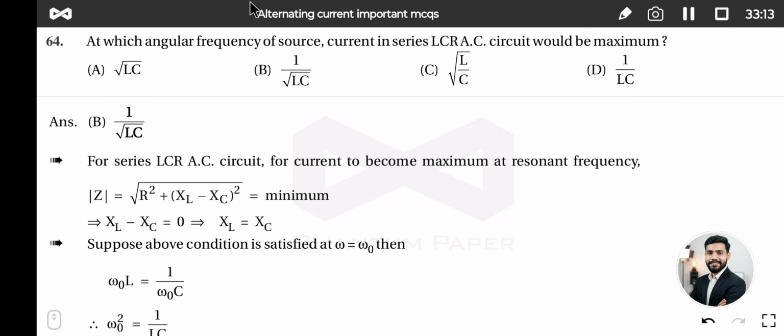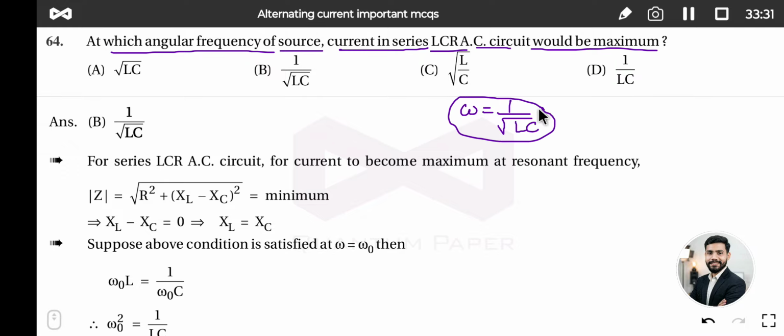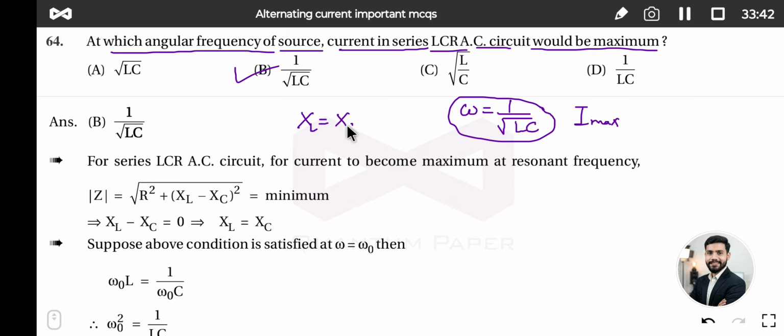Next question. At what angular frequency of source, current in the series LCR AC would become maximum? So we have one condition that is called resonance frequency. The formula of resonance frequency is nothing but omega is equal to 1 upon root of LC. So when the frequency is at resonance, the current is maximum. So the correct answer for this question is B. At resonance frequency, current is maximum and resistance is minimum. And the condition is XL is equal to XC at resonance. Look at the next question.